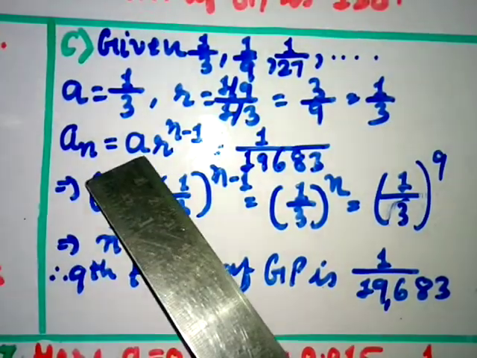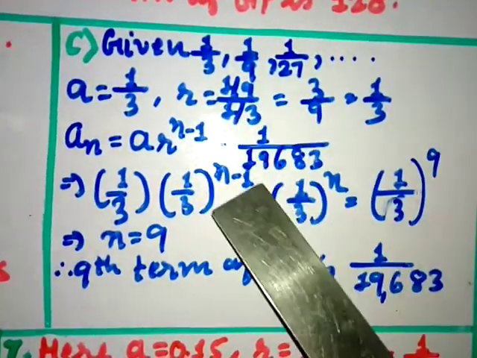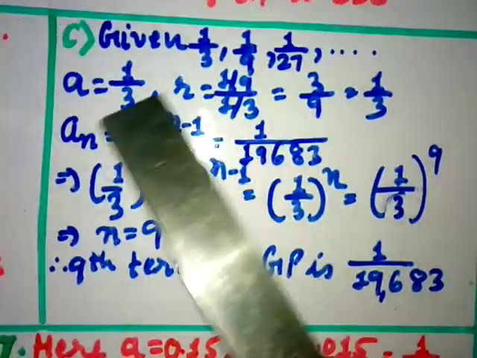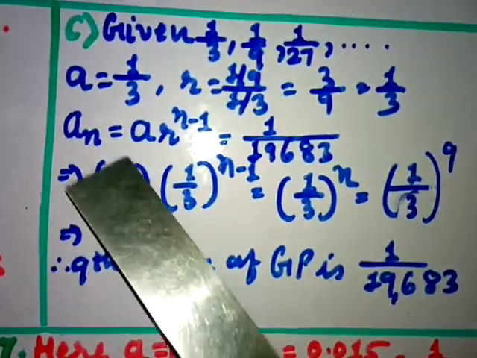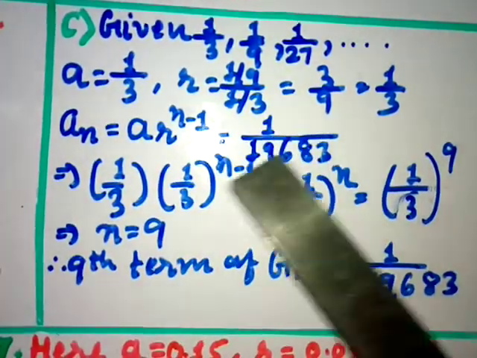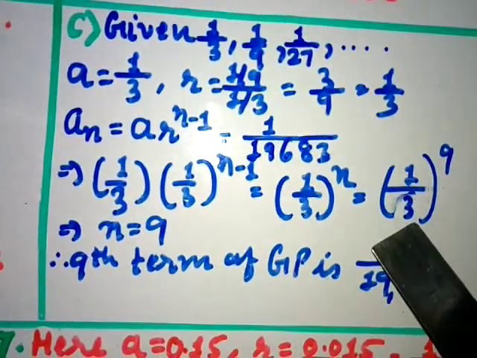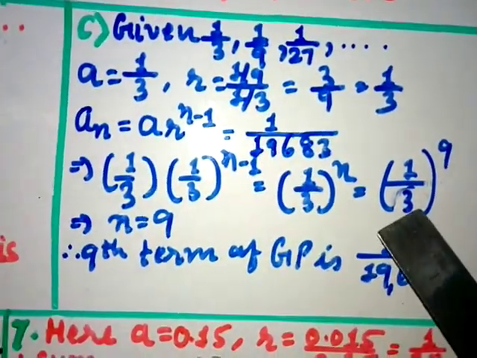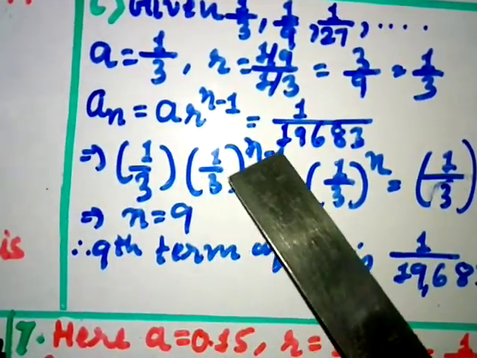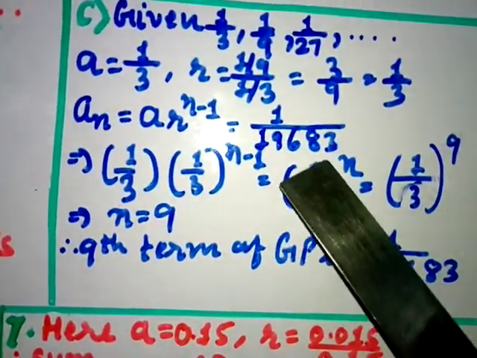So AN equal to A into R power n minus 1 equal to, the term is given to you, 1 divided by 19,683. This you call it as AN. Now I have put the formula, place the value now. A value is 1 by 3 into R value also is 1 by 3 power n minus 1 equal to this 1 by 19,683, which is 1 by 3 power 9. So I am writing this as 3 power 9, and here 1 by 3 into 1 by 3 power n minus 1, so n minus 1 plus 1 power. So total power will remain 1 by 3 power n.